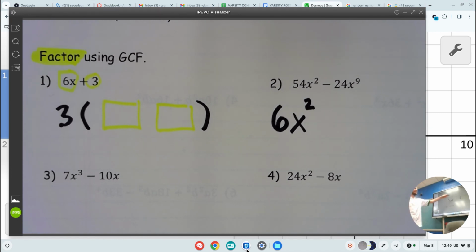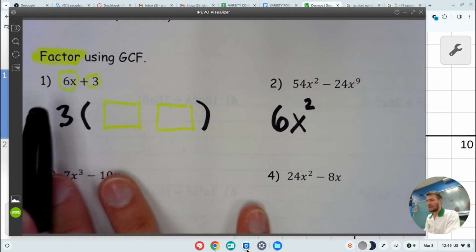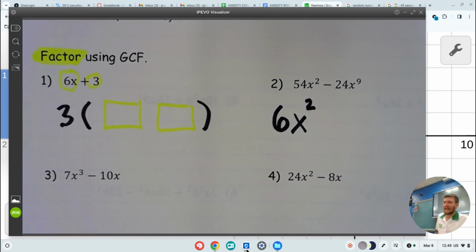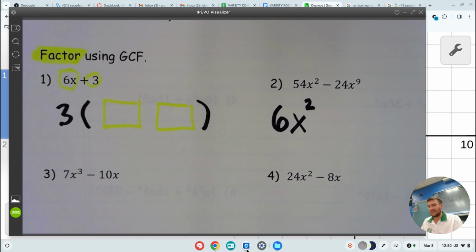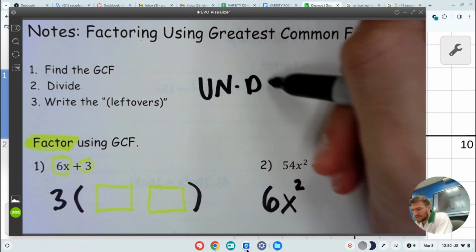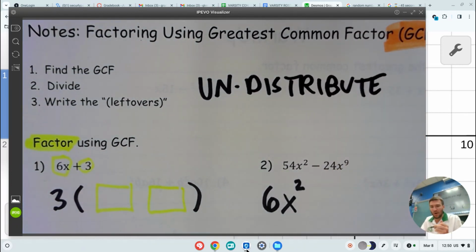When you see this on the board, when you see this on the paper, this probably reminds you of distributing, right? The 3 with the parentheses, and it probably makes you think, oh yeah, distributing, it could look like this. What we're doing is actually the opposite of distributing. We're undistributing. We're going backwards. We're doing anti-distribute. Undistribute is really the best way to say it.